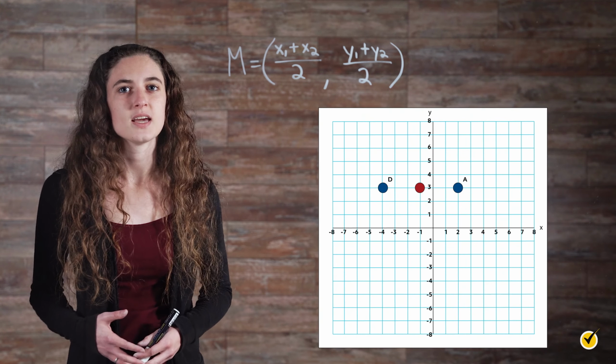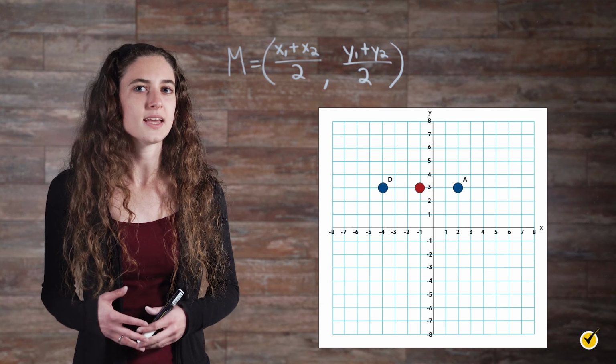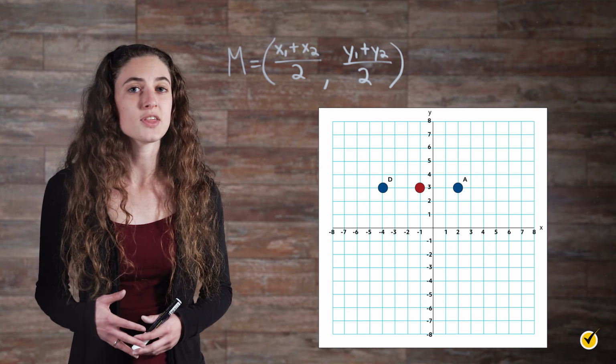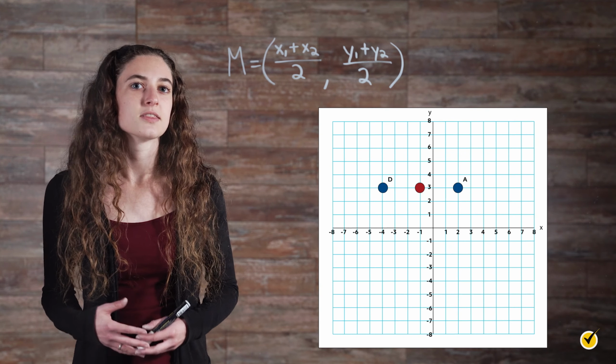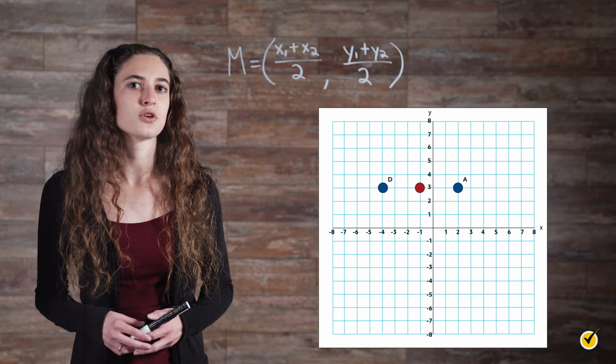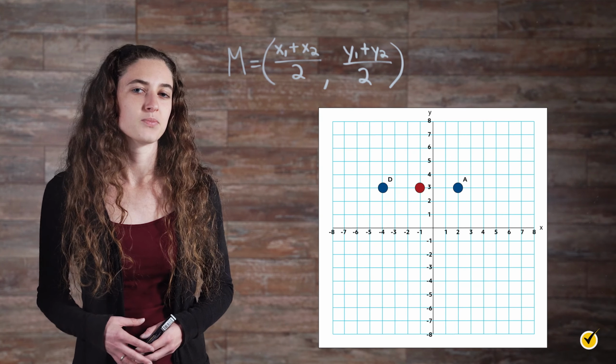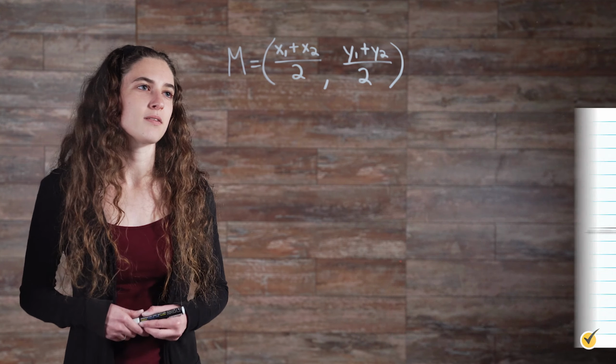As we saw previously, the distance between points A and D is 6. Half of that distance is 3. Since points A and D lie on the same grid line, the midpoint will lie there as well, at the coordinates (-1, 3). We can verify this with the formula.